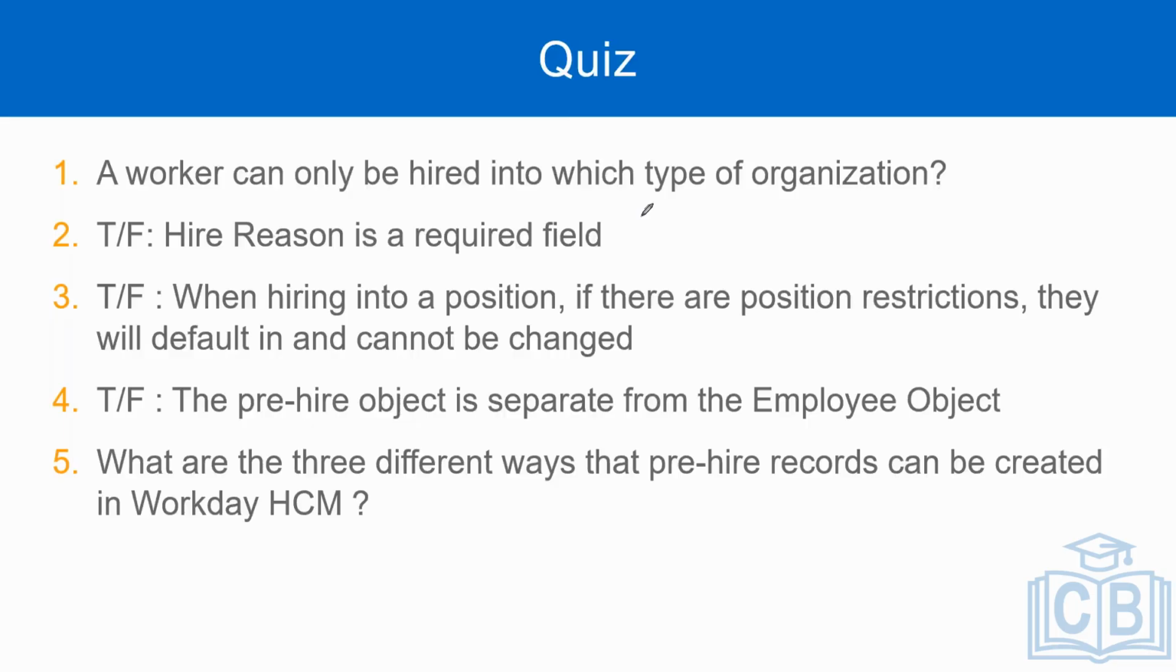You may have seen that orange color warning come up. Orange or yellow, I always get confused with the color. Anyway, that alert says you have not filled in the hire reason, but it won't stop you. If you click on submit again, it still lets you proceed. Hire reason is not a required field. This answer is false, but it is recommended that you fill in the hire reason.